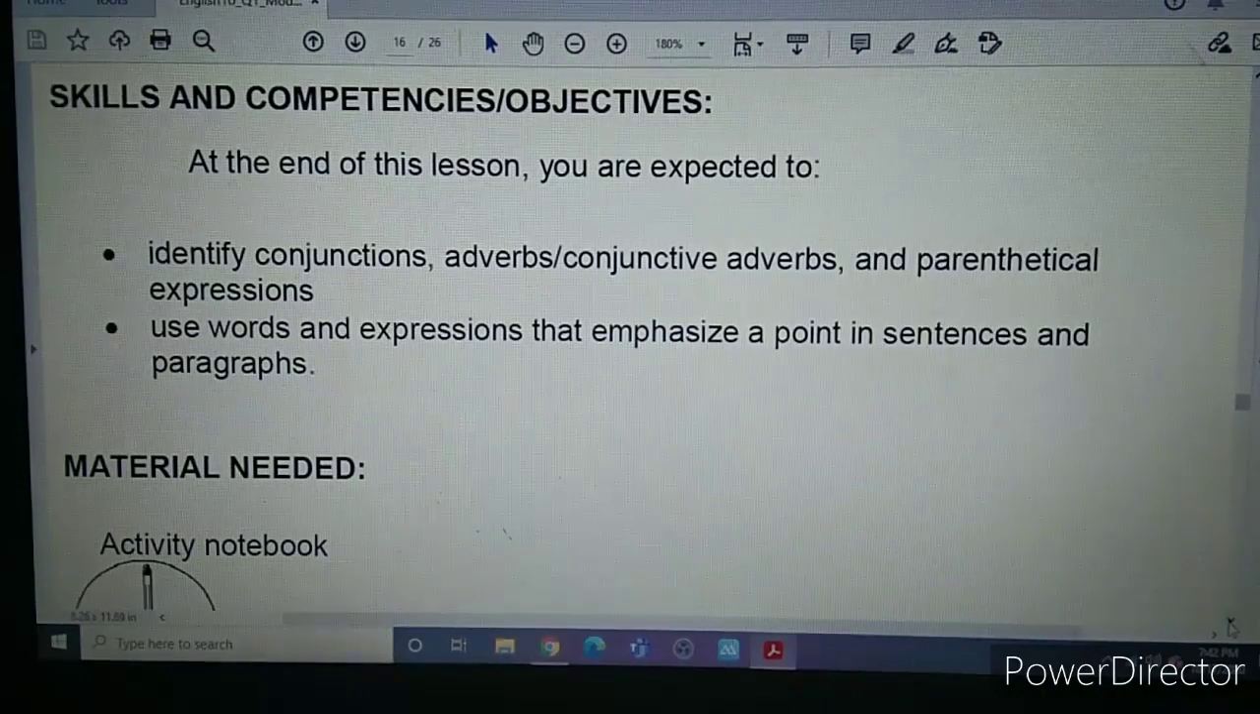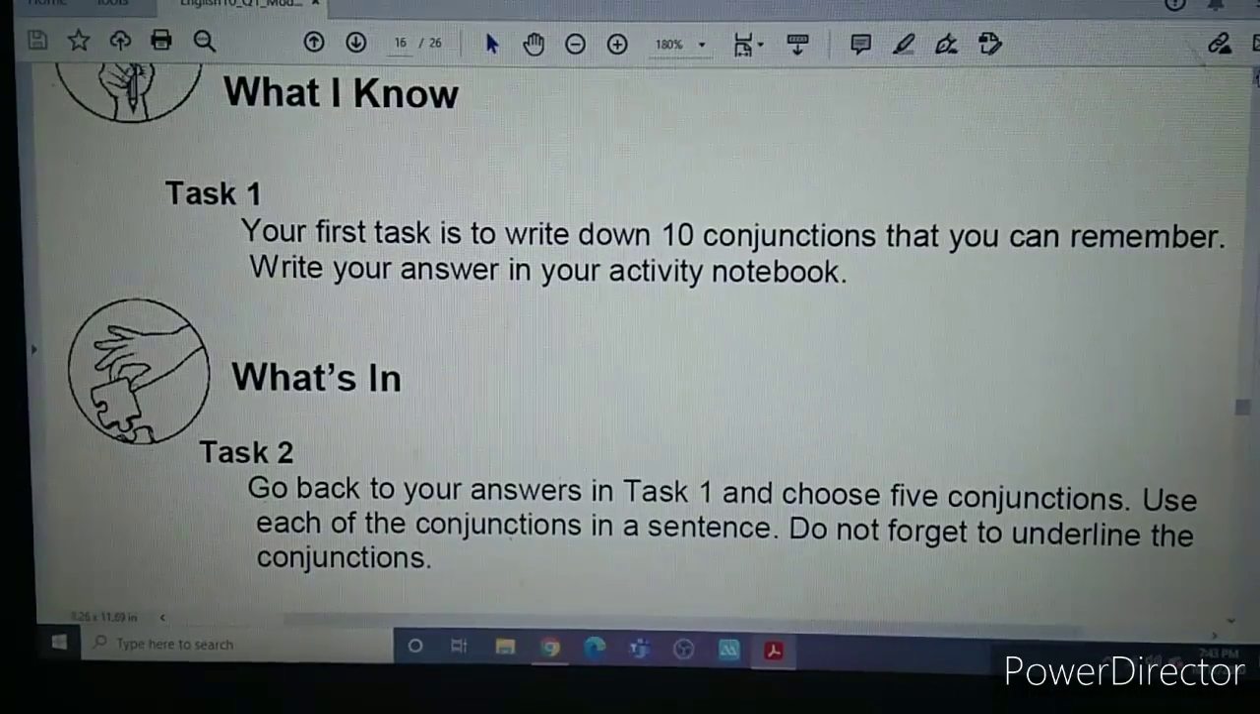At the end of this lesson, you are expected to identify conjunctions, adverbs or conjunctive adverbs, and parenthetical expressions, and of course, use words and expressions that emphasize a point in sentences and paragraphs. Here is also the material that you are going to need, so you have to have your answer sheets. So let's go directly to your first task.